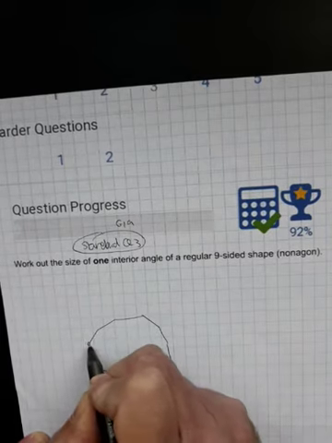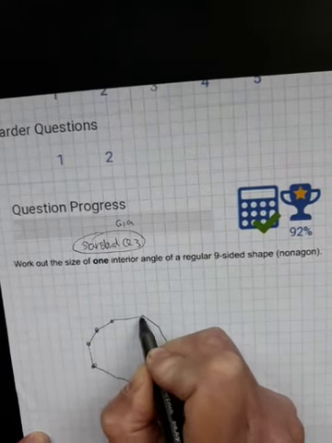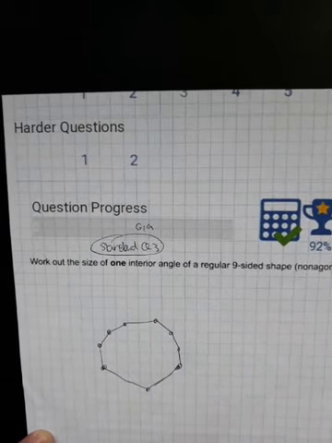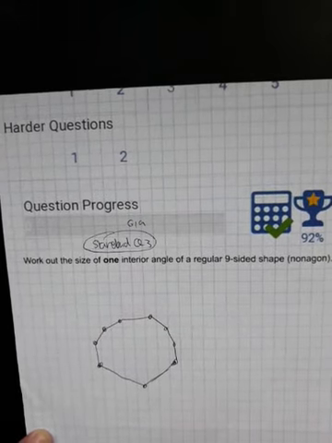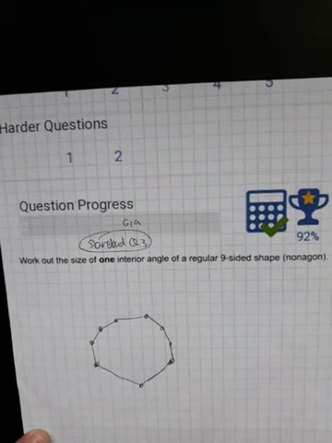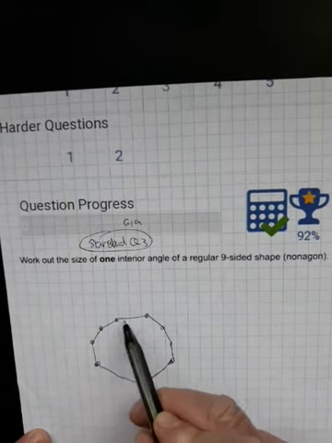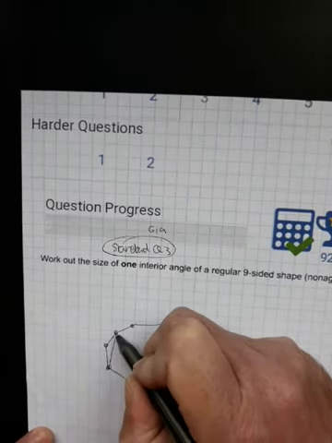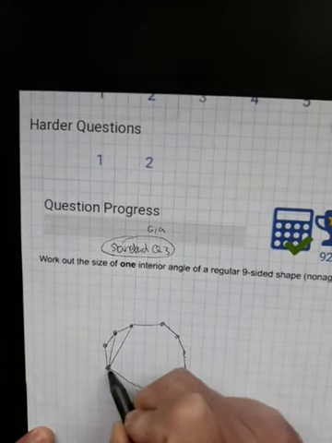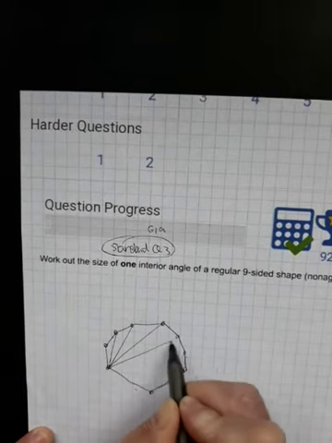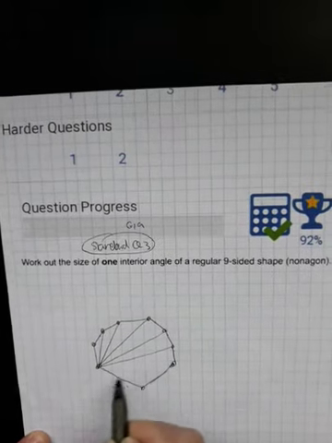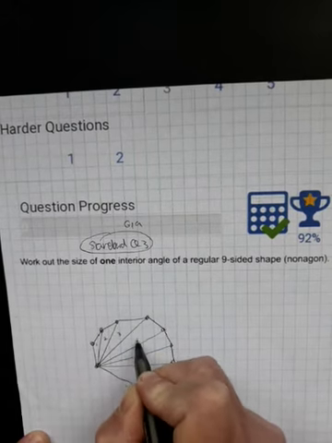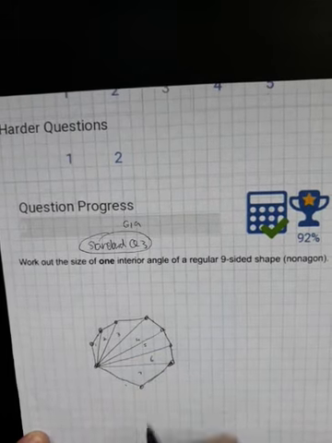There are little formulas and tricks you can use here, but let's just see if I can get that right. I've got a little sketch there. Remember, yours might look different. It doesn't really matter as long as it's got 9 sides. Let me just check again: 1, 2, 3, 4, 5, 6, 7, 8, 9. Again, I'm going to join the vertices from that one. How many triangles are we going to get this time? Let's have a look: 1, 2, 3, 4, 5, 6, 7.